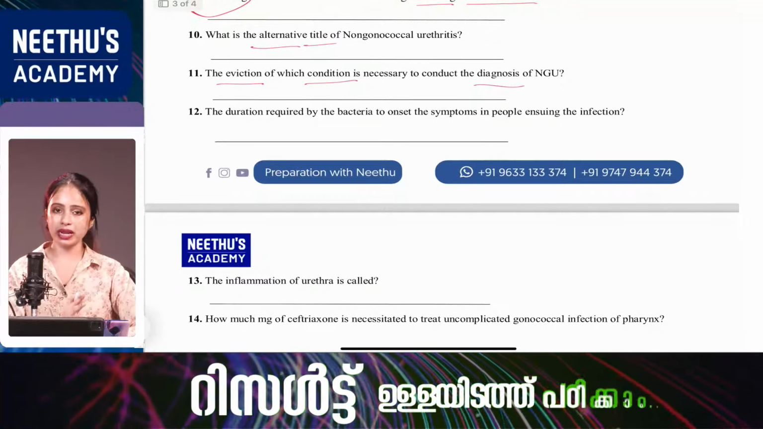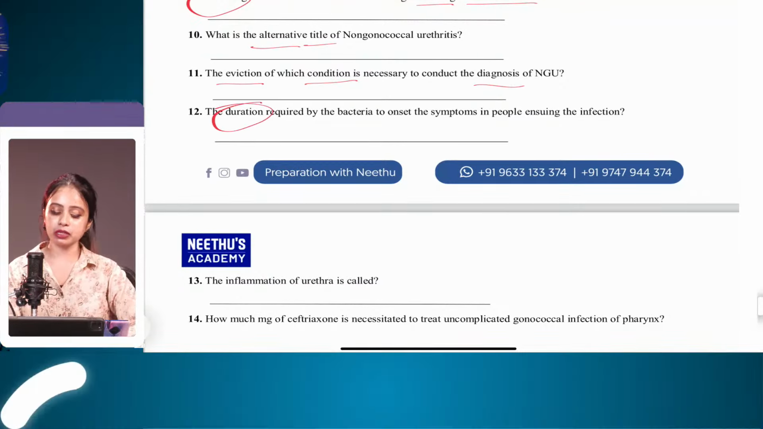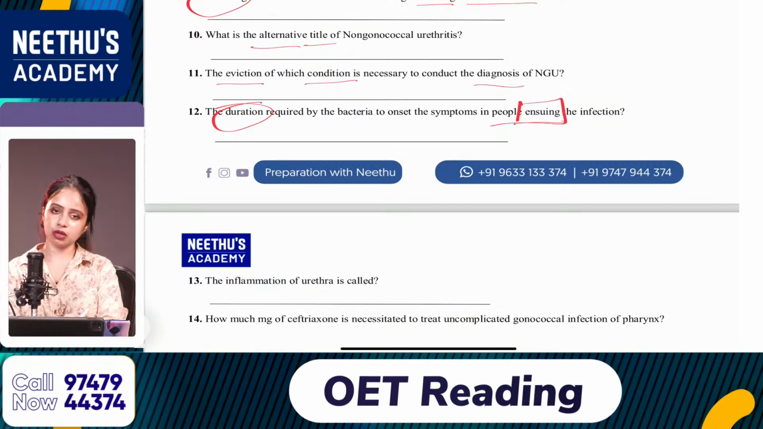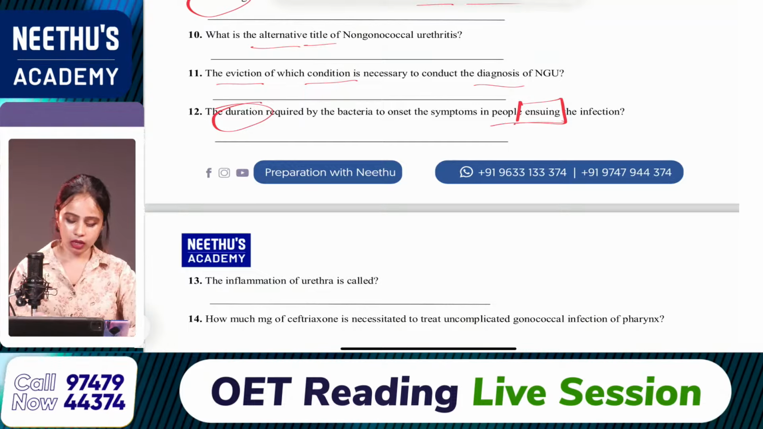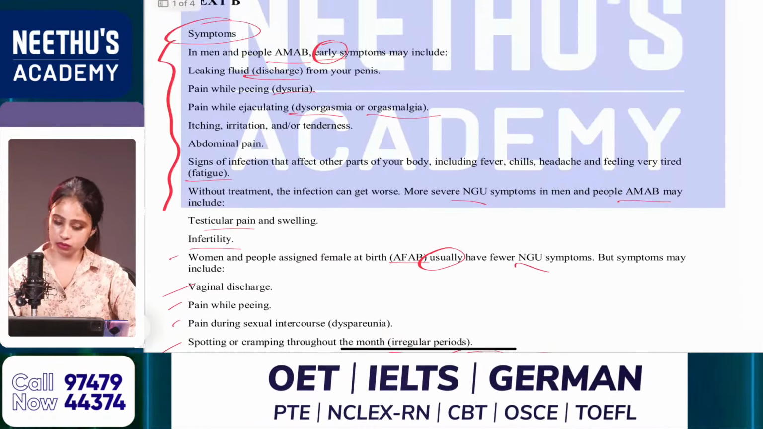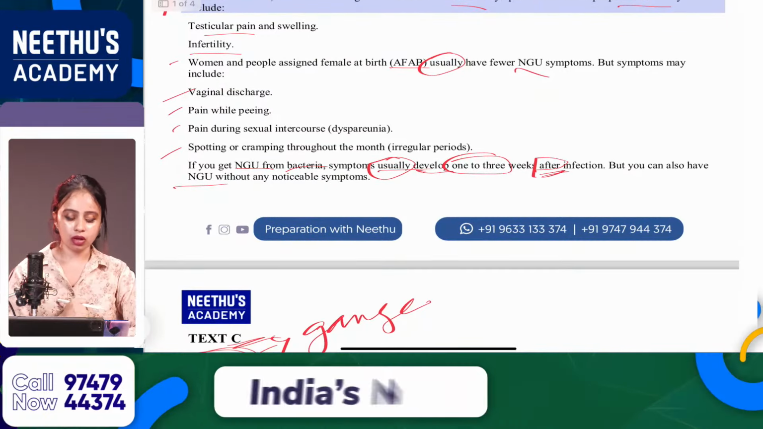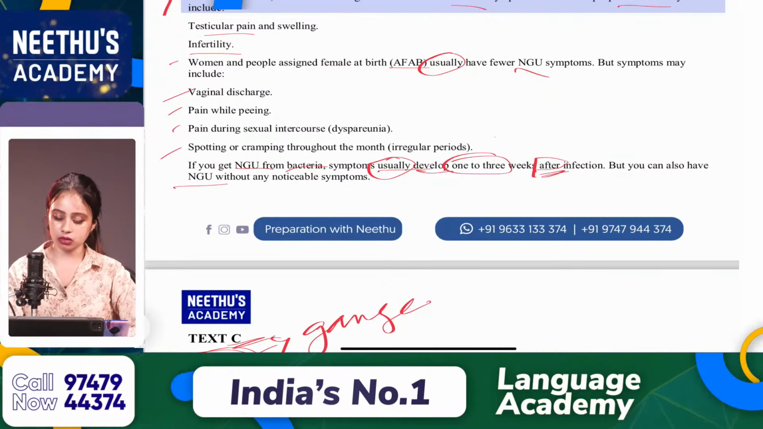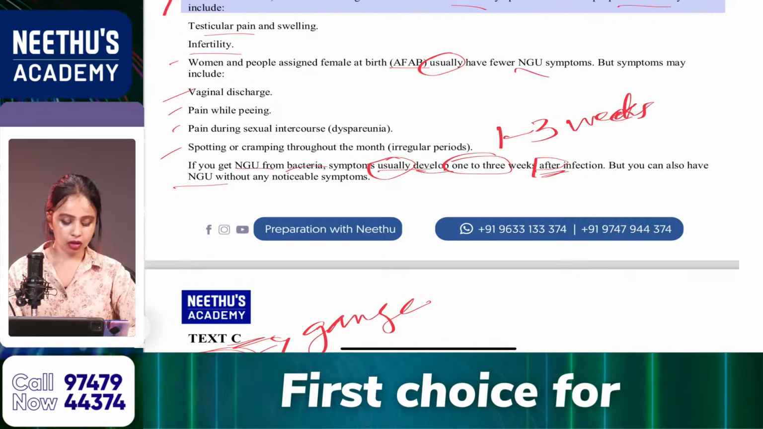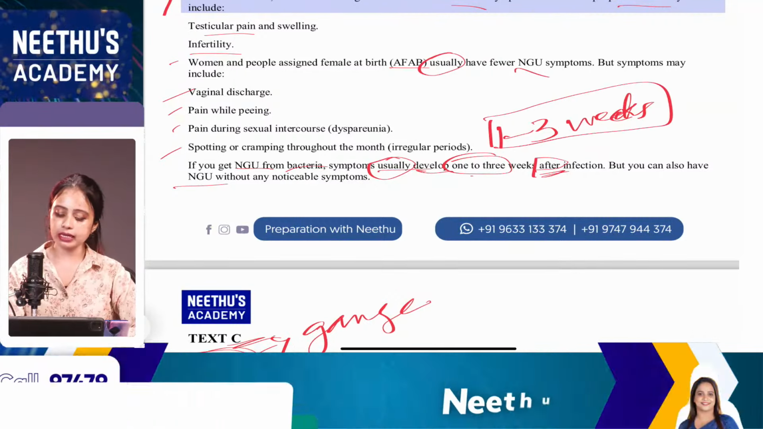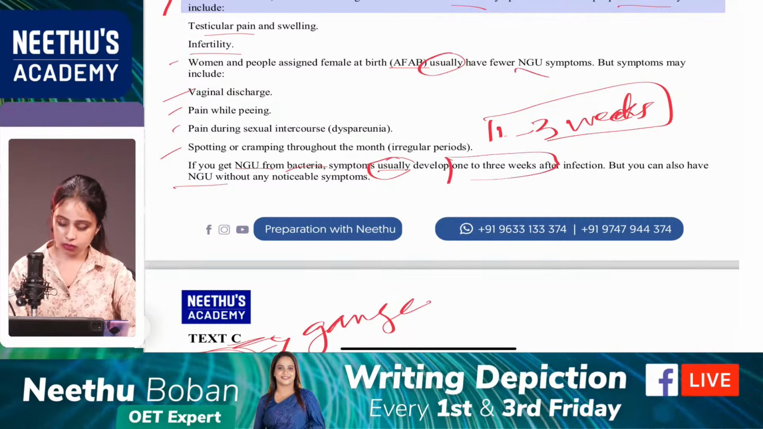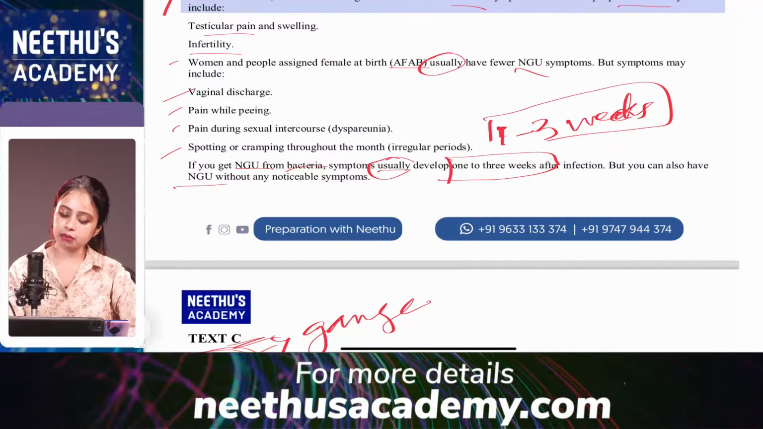Then the 12th one. They need the duration required by the bacteria to onset the symptoms in people ensuing, which means following the infection. So how long will it take? It's not in text D, it is from text B. Not 3 weeks, 1 to 3 weeks. So the answer should be 1 to 3 weeks. Either you can write 1 to 3 weeks in words, or in numbers. Both are correct.